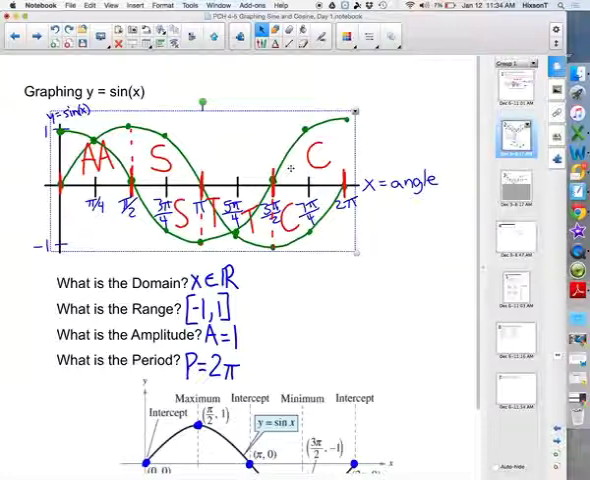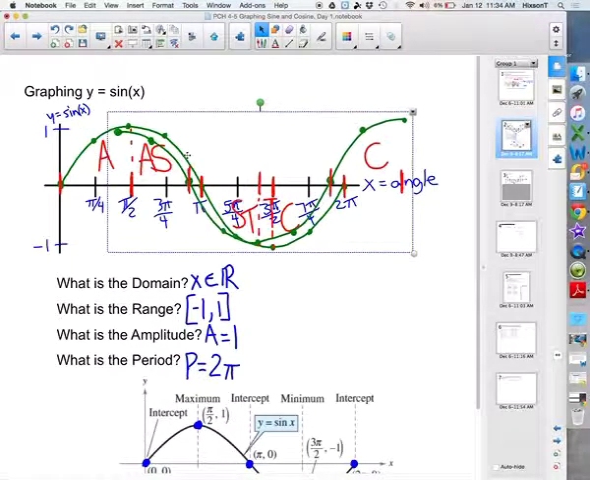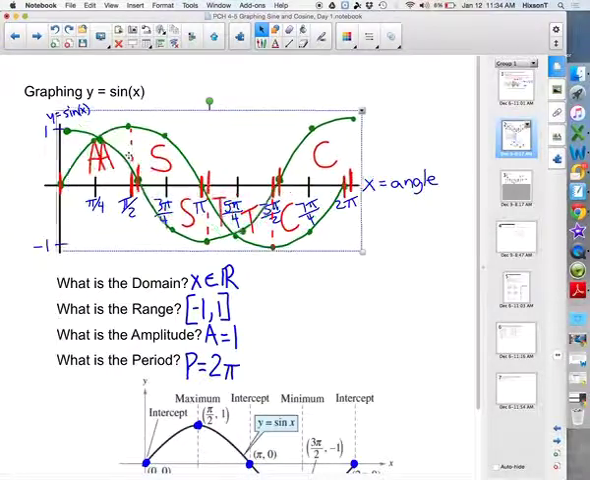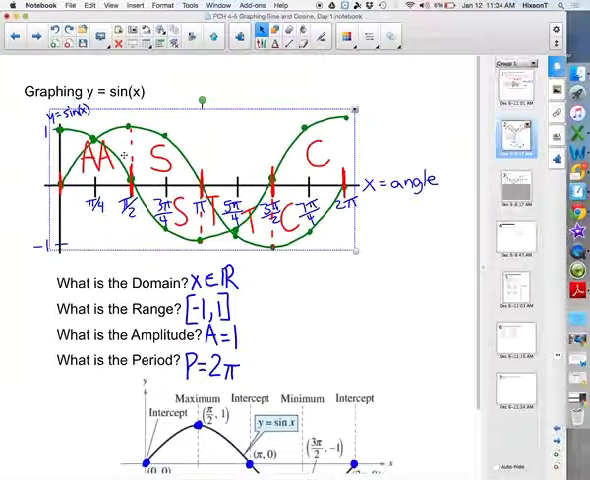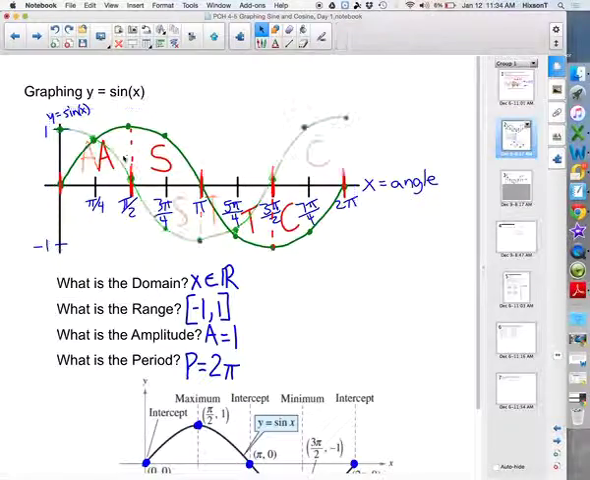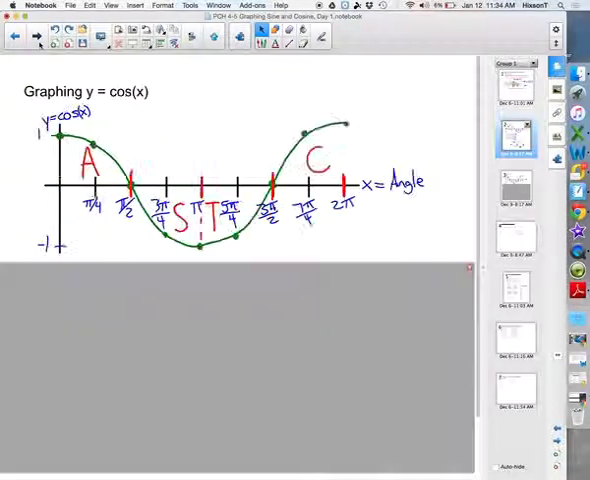It was like sine plus pi over 2 equals cosine. Cofunctions, the cofunction identities. That's why these are just shifted over. The shift is why we have the cofunction identities, okay?